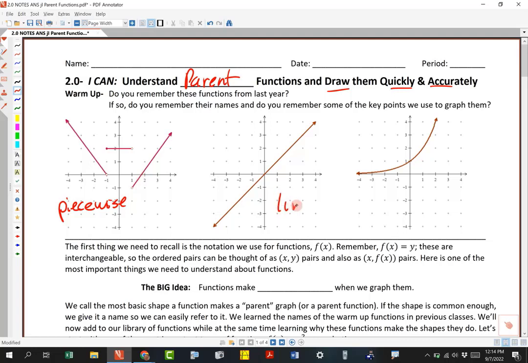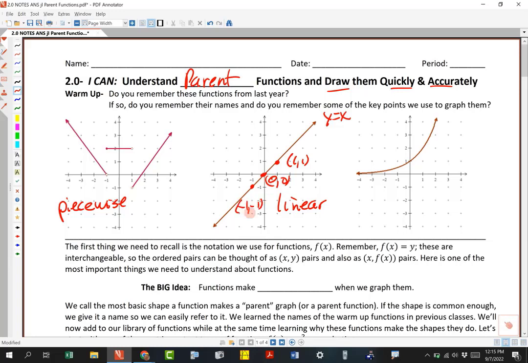This next one is a linear function. Happens to be y equals x. And we can remember some of the key points that we use. We use 0, 0, 1, 1, and negative 1, negative 1. So if we were to label those, it would look like this. So 0, 0, and then 1, 1. Sorry, negative 1, negative 1. Does that look right? Negative 1 comma negative 1, and there we go.